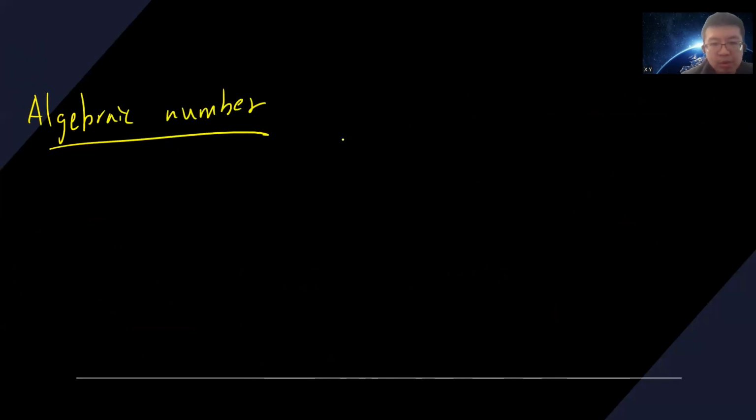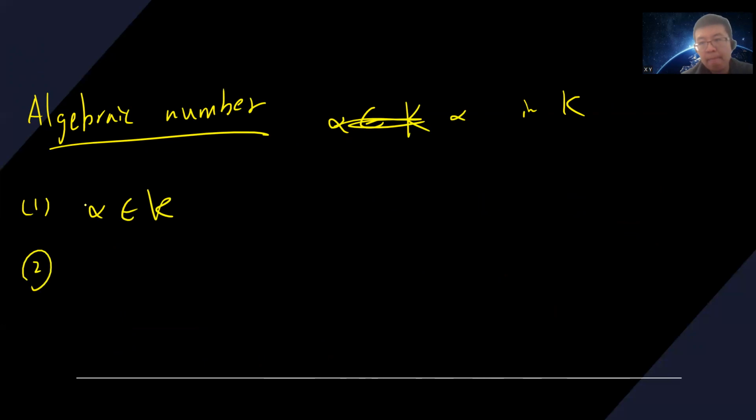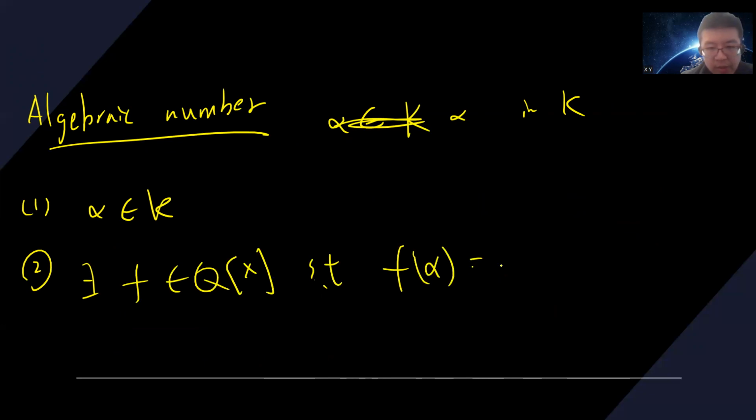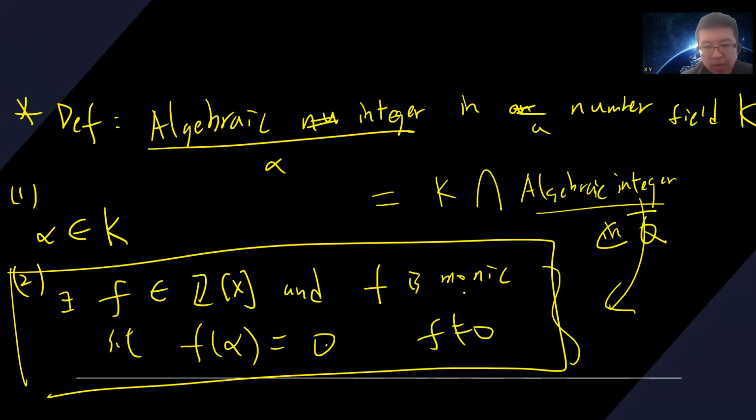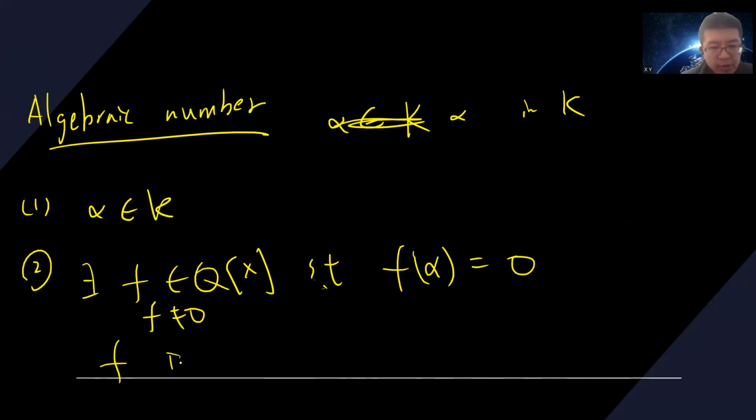So algebraic number is very simple. When I say alpha is an algebraic number in K, it needs to satisfy: the first one is alpha belongs to K. The second one is there is a rational polynomial f belongs to Q[x], such that f(alpha) equals 0. But by the way, f cannot be 0. And in this case one can also choose f to be monic, because it's rational, right? So you can just divide every coefficient by the leading coefficient.